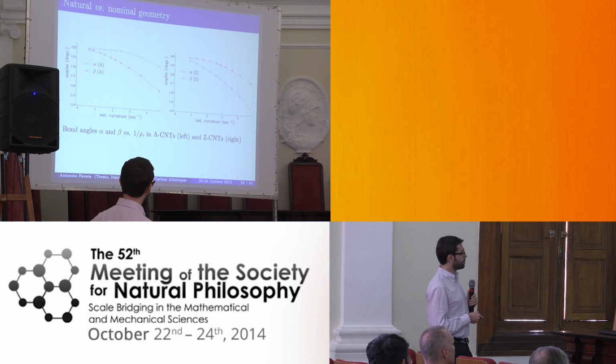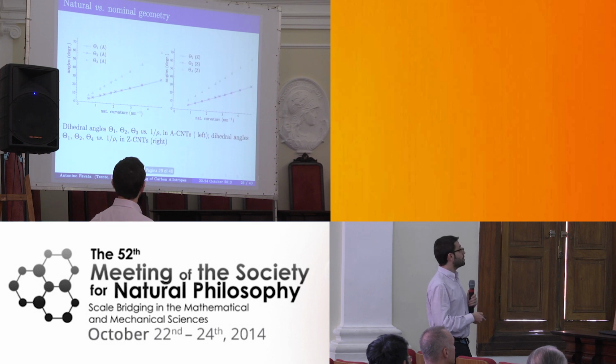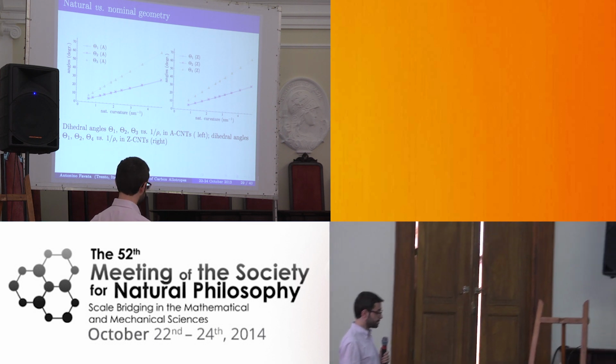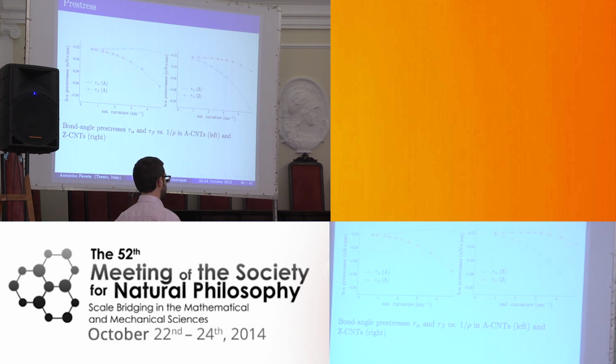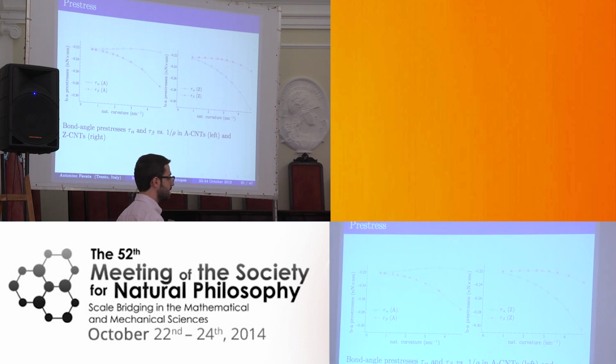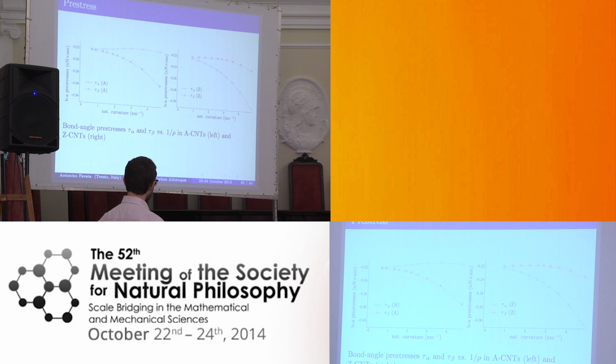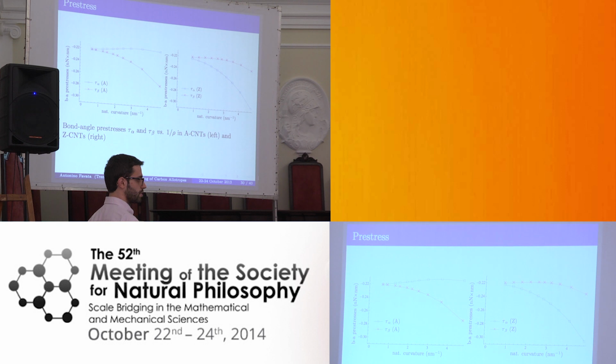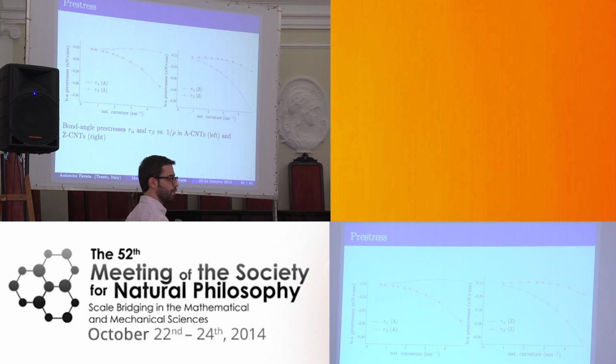The last thing for computing the natural geometry concerns the angles, which are not the value one could expect. And the dihedral angles are computed like before in this case. The last quite interesting thing is the role of pre-stress, because we showed that both graphene and carbon nanotubes are pre-stressed structures. If we compute the bond stress tau alpha and tau beta in the natural configuration, they are not zero.